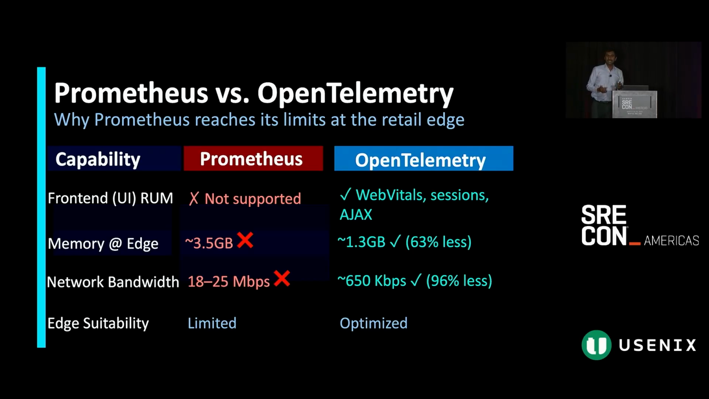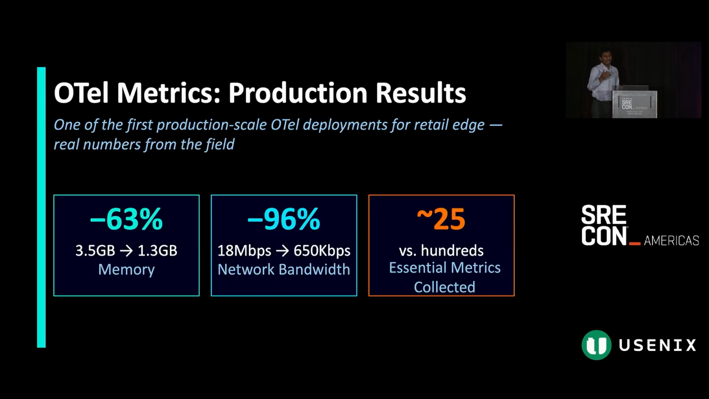Why I'm reiterating that: this was a major challenge we faced when we tried to use the OpenTelemetry components to develop a robust observability solution from a retail edge perspective. All right, so this is a summary of how we achieved a solution which is production scale across thousands of environments. From a memory resource allocation perspective, it reduced from 3.5 gig to 1.3, a 63% savings. Similarly, network bandwidth went roughly from 18 Mbps to 650 kbps, a 96% reduction of usage.